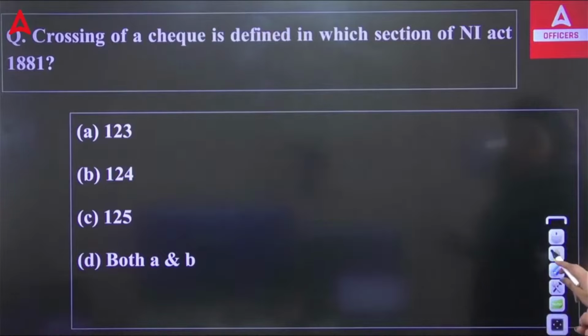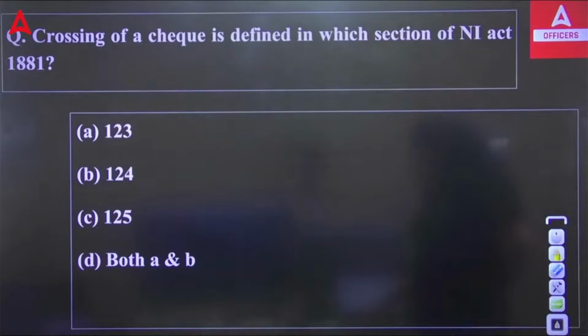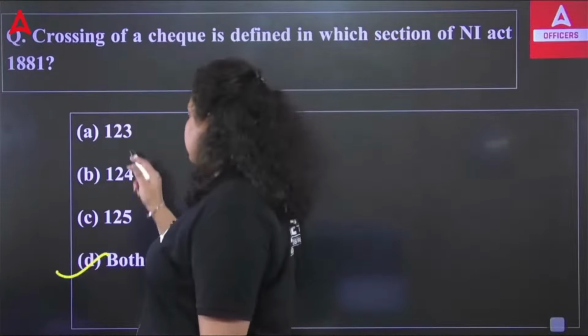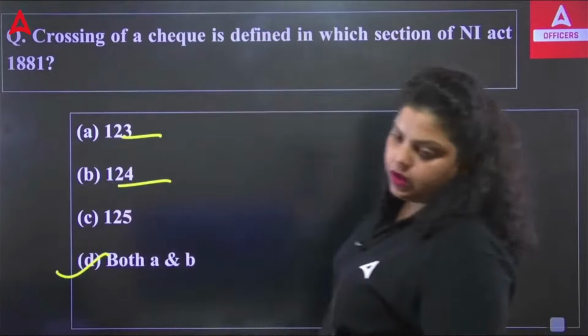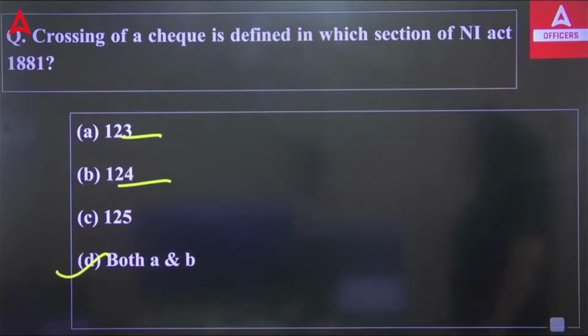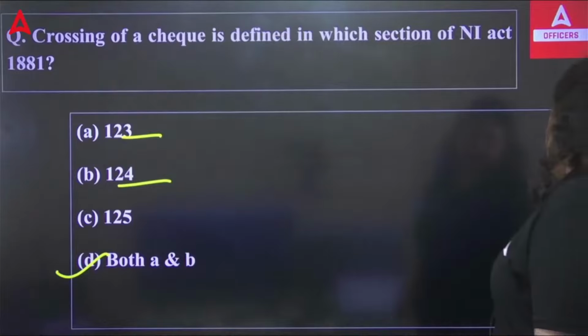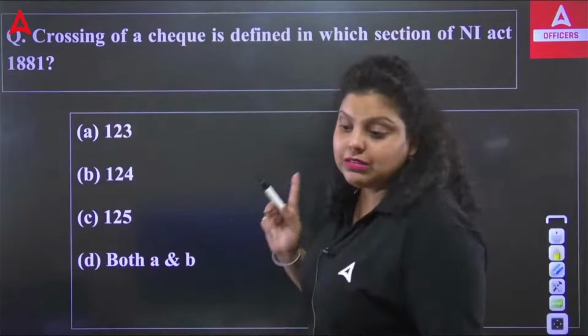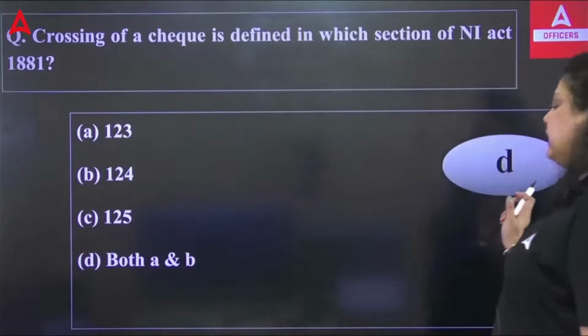So it is defined under which particular section? It is defined under both sections A and B. It means 123 and 124. Sections 123 and 124 deal with 2 types of crossing, that is general crossing and special crossing. The right answer is D, both.